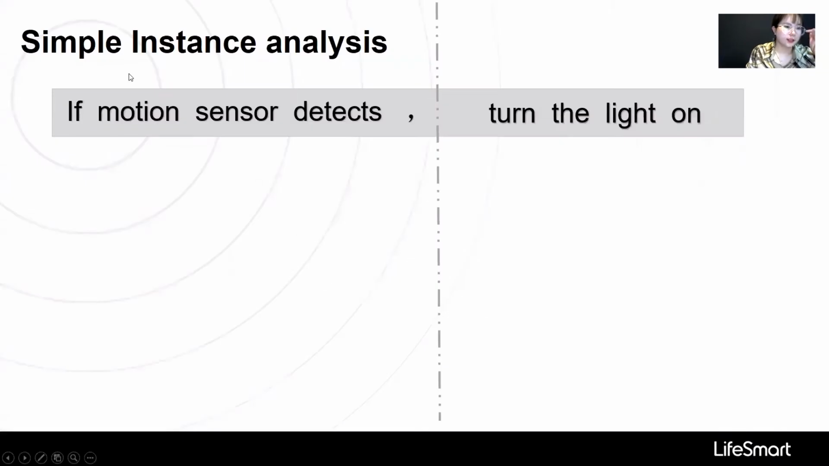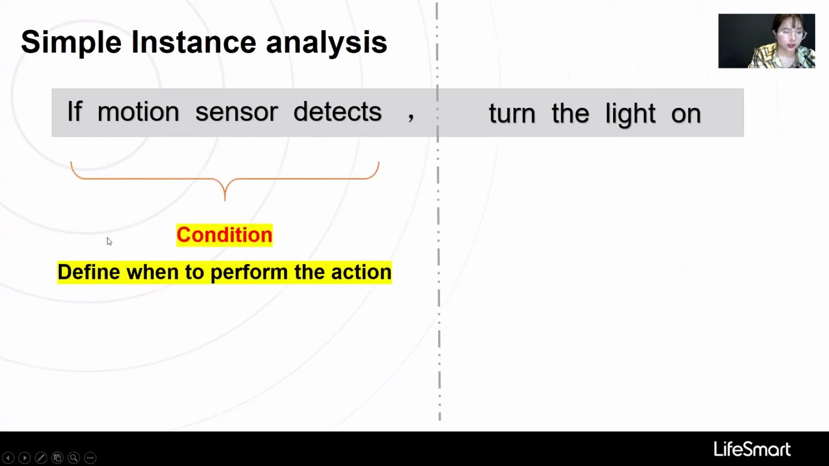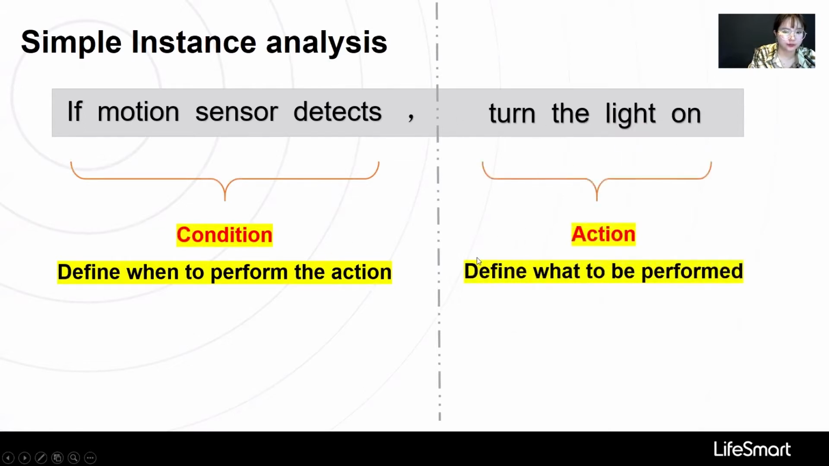And here is a simple instance analysis. If the motion sensor detects, turn the light on. I divide this into 2 parts. The "if motion sensor detects" belongs to the condition, which defines when to perform the action. And "turn the light on" belongs to the action, which defines what is to be performed. So you can see it's quite simple up to here. And what if we go into more detail?